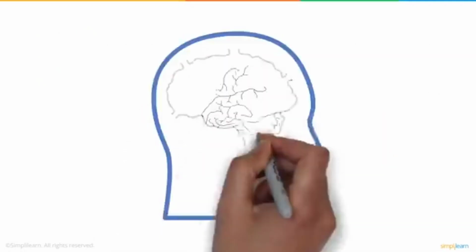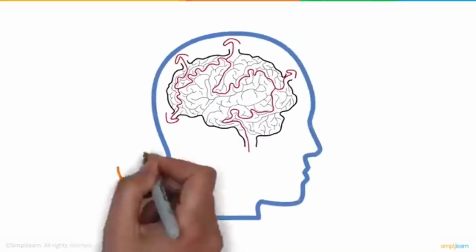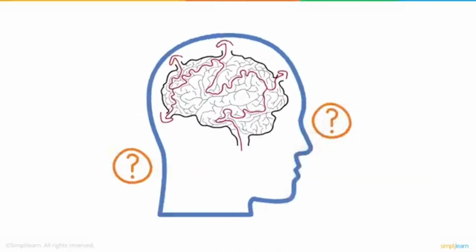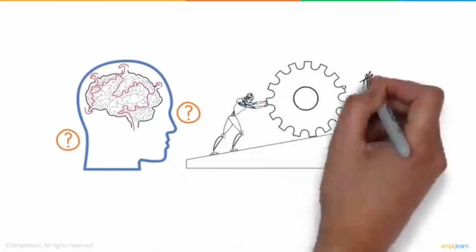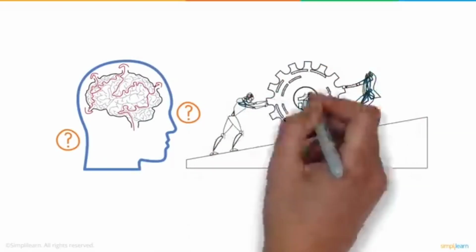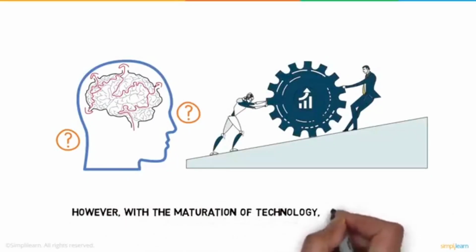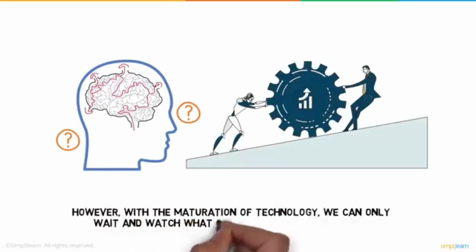Since the human brain is still a mystery, it's no surprise that AI too has a lot of unventured domains. For now, AI is built to work with humans and make our tasks easier. However, with the maturation of technology, we can only wait and watch what the future of AI holds for us.